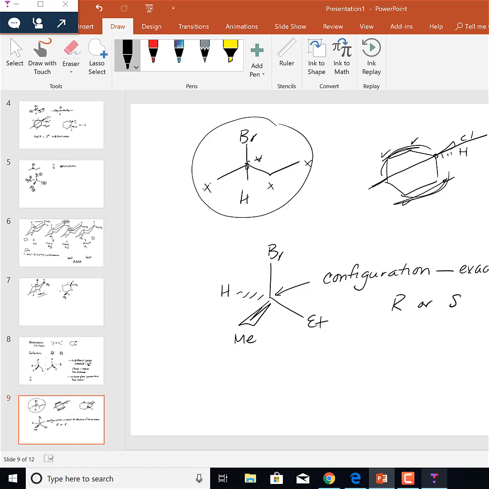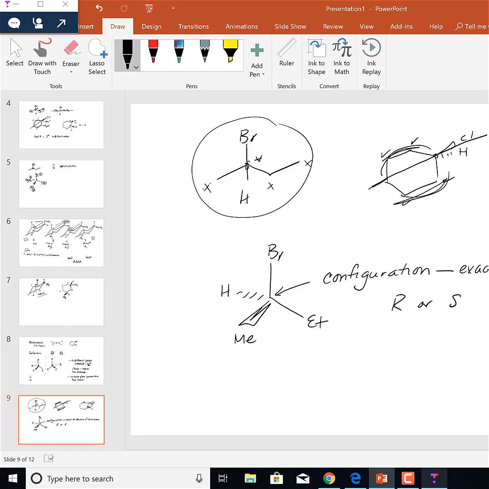And R stands for, I think, rectus, and S stands for sinister, which are basically some Latin terms. I don't know, my Latin's not up to speed, but that's basically what they decided to use as descriptors. Okay. So how do you determine whether it's an R or an S center?